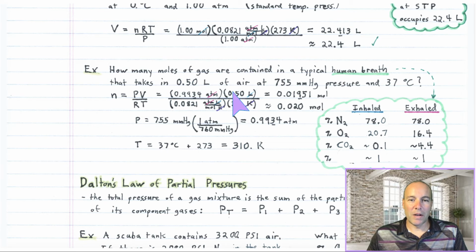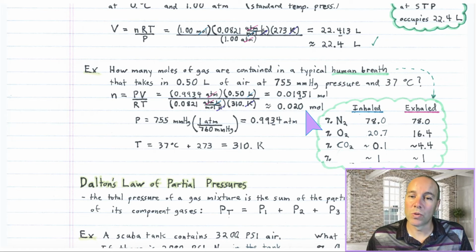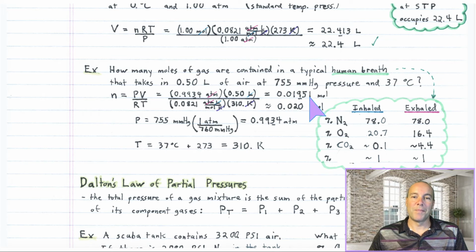So here's the volume, 0.50 liters. The pressure is 0.9934 atmospheres. R is 0.0821 atmosphere liter per mole per Kelvin. And temperature is 310 Kelvin. You can see your units canceling, with moles in the denominator of the denominator, so it comes back up. You're going to end up with moles, and the calculation gives you 0.01951 moles, which rounds to 0.02 moles.